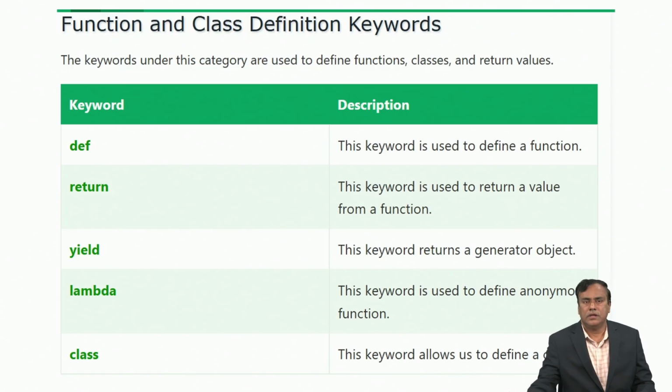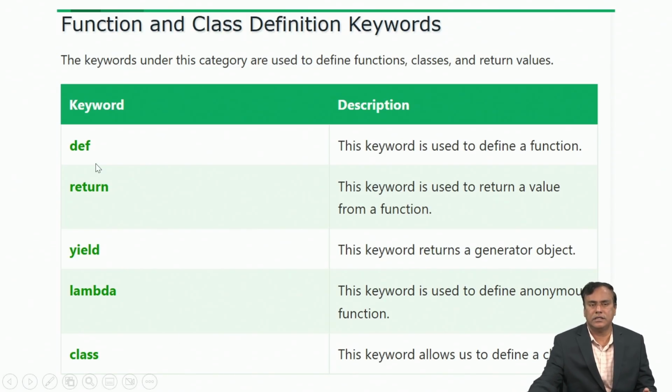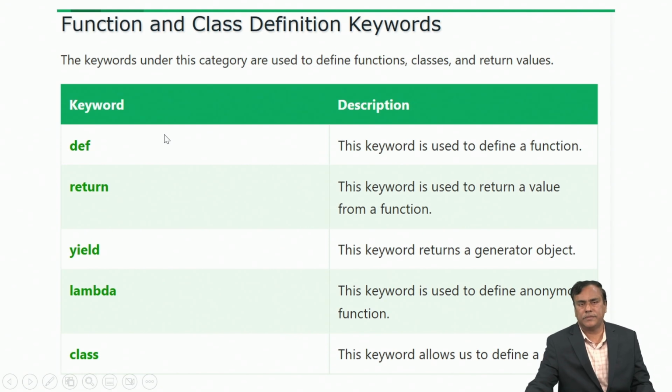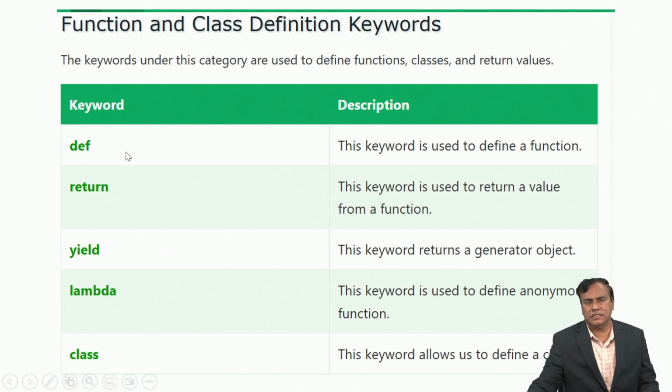Now we are going to look at a few more keywords in Python. They are def, return, yield, lambda and class. The keywords under this category are used to define functions, classes and return values. Let us look at the first keyword, def. This keyword is used to define a user defined function.